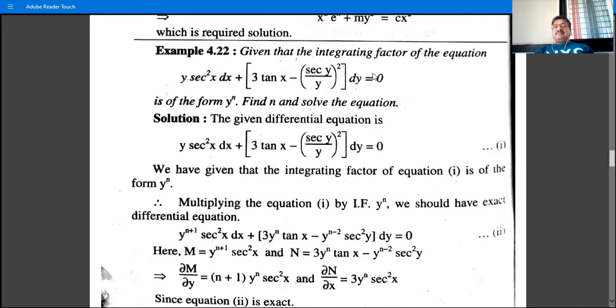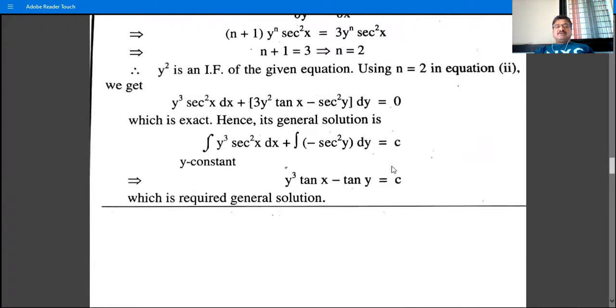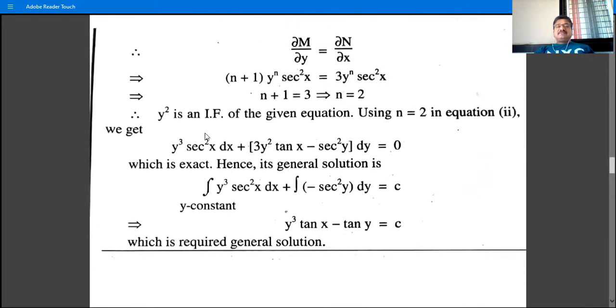So multiplying this differential equation number 1 by y square, what we have? We have this. After multiplication of the integrating factor to equation 1, we have this, which is an exact differential equation. And so its general solution is what? Integration M dx, that is y cube sec square x dx, plus terms in N independent of x. This term is dependent on x in N. So this term, minus x square y, is the independent of x term. Minus integration of minus x square y dy is equal to constant.